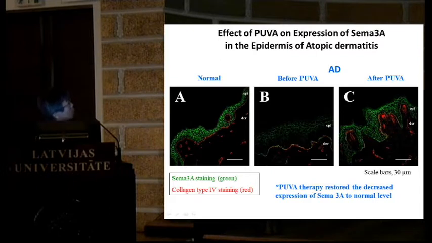Before PUVA treatment, as you can see, the expression of semaphorin 3A decreased significantly in atopic dermatitis. After the PUVA treatment, semaphorin 3A expression was restored to normal level.